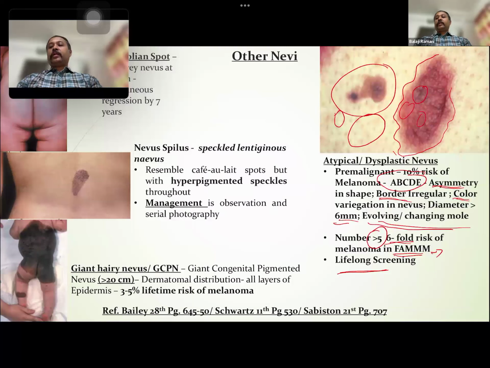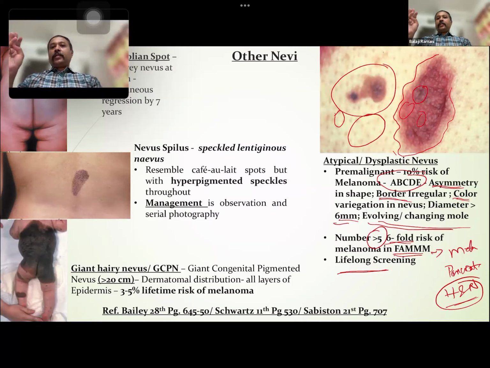FAMMM is one of the conditions where you have a risk of melanomas, a risk of pancreatic cancers, and again head and neck cancers as well. As we were discussing in the head and neck chapter, this was one of the few conditions where you have a familial tendency for hereditary head and neck cancer. There also it can happen.